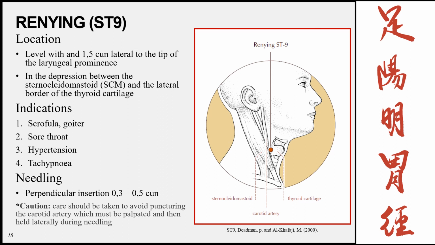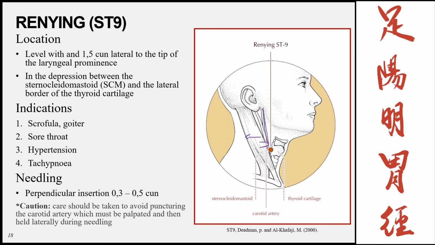And the caution here is we've got to be very cautious when using this point and ensure that we are needling to the appropriate depth, but also that we are not anywhere near the carotid artery, which must be first palpated and then held laterally when we needle this point. And if we look at the image again, the image shows the carotid artery right over here. So as you can see, it lies very close to where this point is. So what we have to do is palpate for the carotid artery, and then use our finger to grasp the carotid artery like this and pull it in this direction to ensure that we do not needle it.